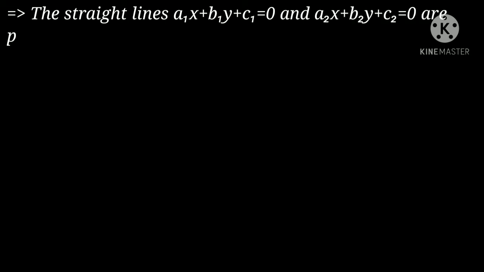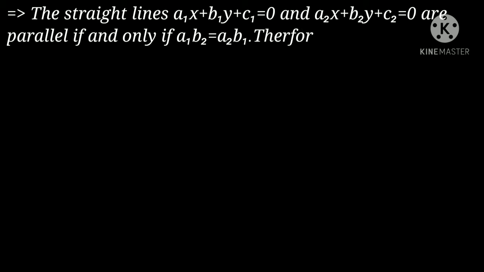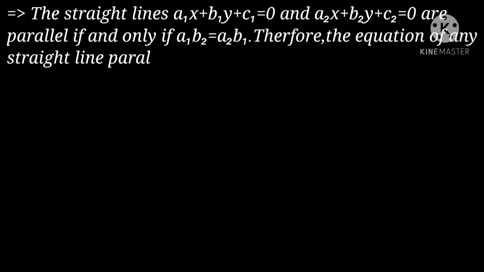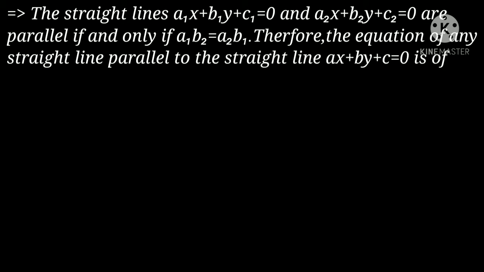Second, the straight lines a1x + b1y + c1 = 0 and a2x + b2y + c2 = 0 are parallel if and only if a1 b2 = a2 b1. Therefore, the equation of any straight line parallel to the straight line ax + by + c = 0 is of the form ax + by = k.